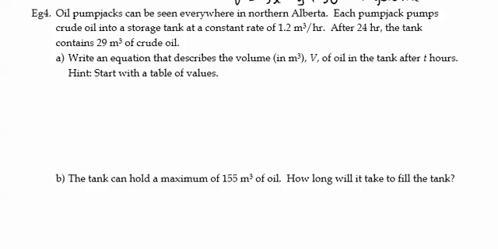Once we know how to create a line equation using the slope point form and the slope intercept form, we can then take a look at the next example. Oil pump jacks can be seen everywhere in North America. Each pump jack pumps crude oil into a storage tank at a constant rate of 1.2 cubic meter per hour.